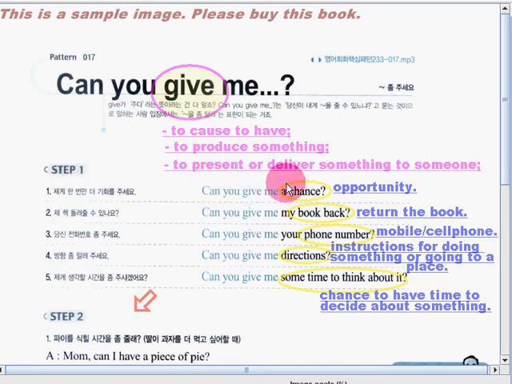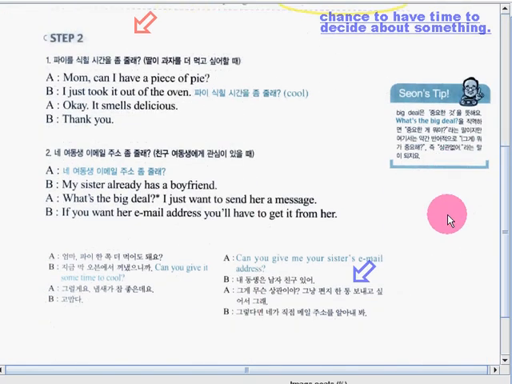Now let's read the sentences again. Can you give me a chance? Can you give me my book back? Can you give me your phone number? Can you give me directions? Can you give me some time to think about it? They're very easy, right? So I want you to review and memorize these sentences because they are very important and useful for expressing yourself in English.